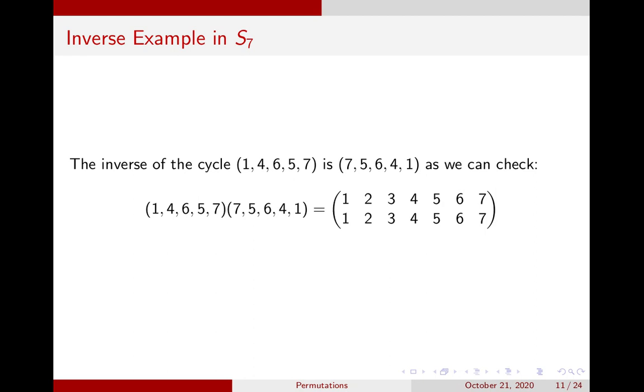We do end up with the identity permutation, and it's not too hard to see that if you take a cycle like 1, 4, 6, 5, 7 and get a second cycle by writing the numbers in the reverse order, then multiplying the two cycles will give you the identity permutation.